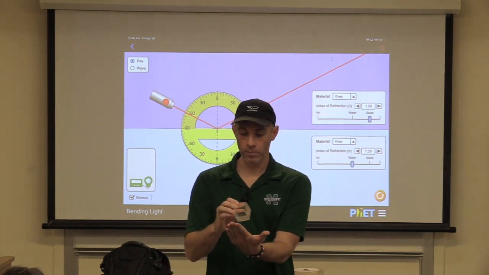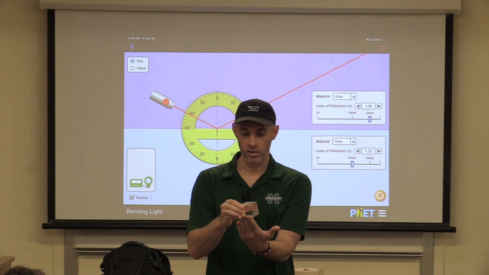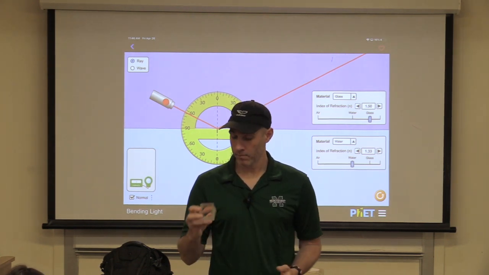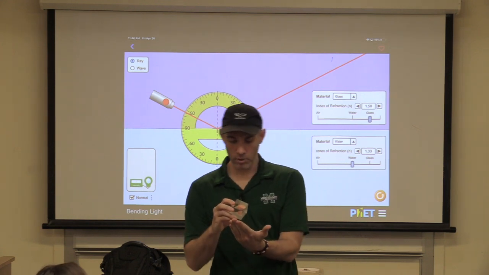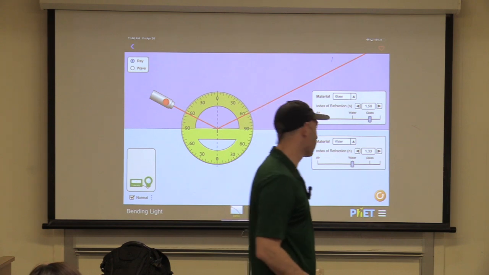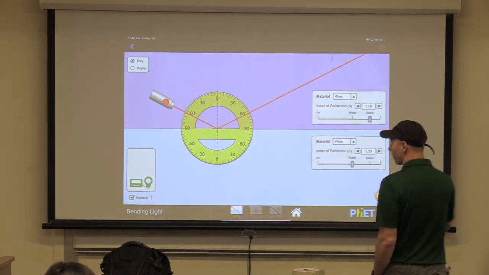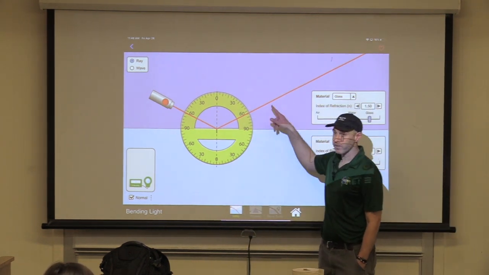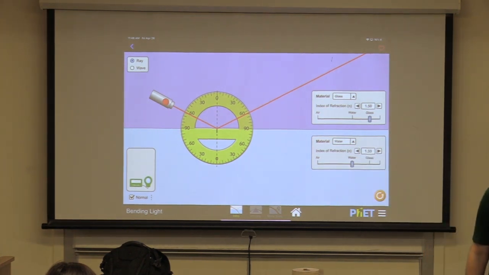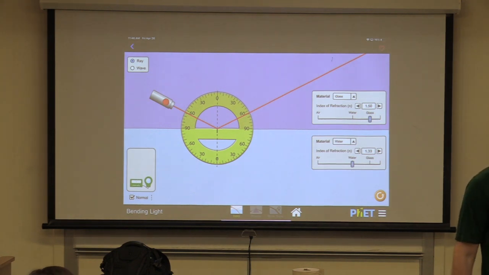When I look through this cube, I can see my hand, but then I turn it a little bit and I can't see my hand anymore. It looks like the inside is mirrored. But then I turn it a little bit more, or I change how I'm looking, and then I can see through it again. When this happens, it's called total internal reflection, because all of the light is reflecting. Total internal reflection. And the angle where that happens is called the critical angle.